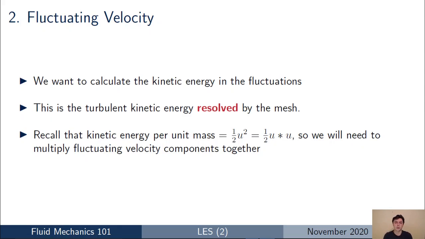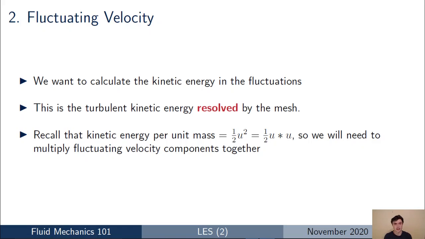And now what we want to do is to calculate the turbulent kinetic energy in the fluctuations. And when we think of the turbulent kinetic energy, we want to think about this as the energy associated with that fluctuating velocity field u prime. And when we calculate this turbulent kinetic energy, this is going to be the turbulent kinetic energy resolved by the mesh. And the reason it's resolved by the mesh is that at each of those cells in the domain, we've calculated a fluctuating velocity u prime. And so that means that it's physically resolved by the mesh.